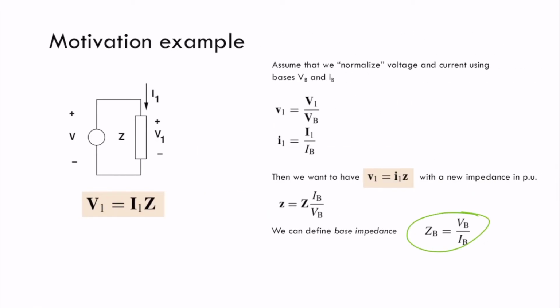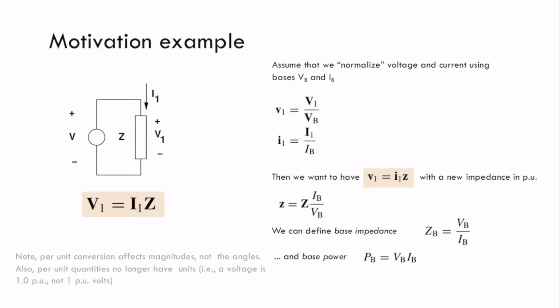Here this is again. And the same for other values. For example, if we want to normalize or pass to per unit any average power, you can choose this base power like a voltage times current. Well, this motivation example is for a single phase circuit.